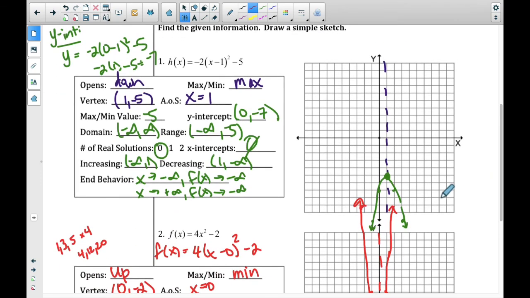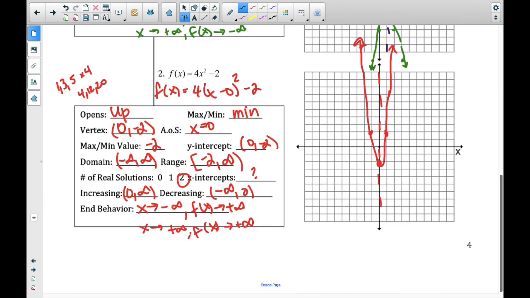Okay, one thing as I was looking over number 2, I realized I made a mistake on number 1. My mistake was on the range, that ought to be a square bracket because it does include the point -5, so we need a square bracket there. But going back to number 2, opens up, has a minimum, vertex is (0, -2), axis x equals 0. Max value, in this case the min value, is -2. The y-intercept is also (0, -2). So we have the vertex and the y-intercept being the same thing this time.